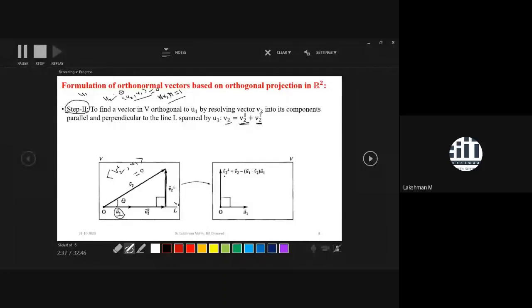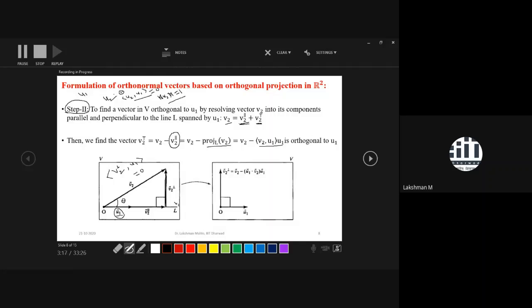So from here we have already got V2 perp. What is that? You can do a little bit of manipulation. So V2 perp is what? V2 minus the projection of V2 along U1, or along the line. We know that from the projection, representing it in terms of the unit vector, we can represent this term as what? You can write it this way.